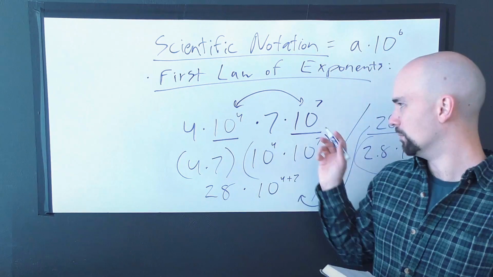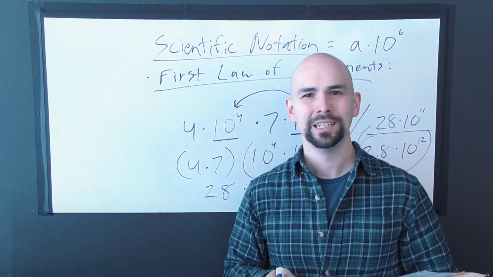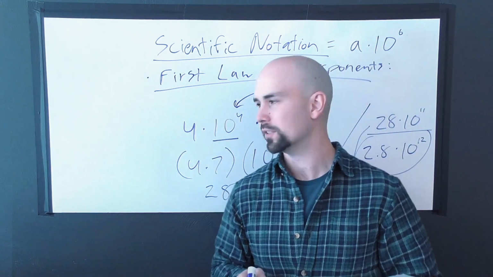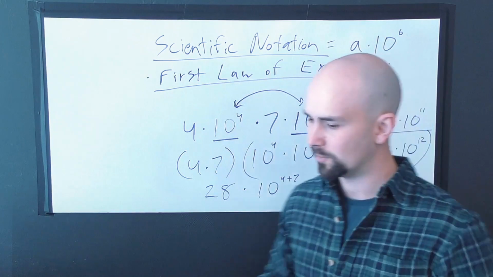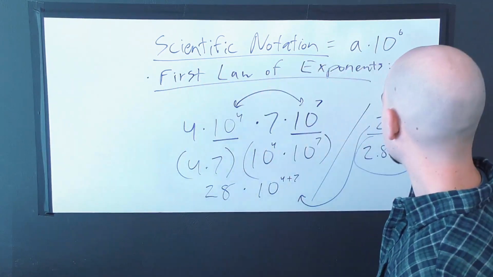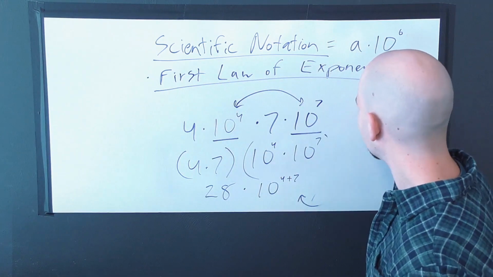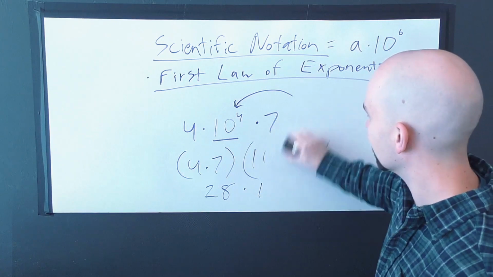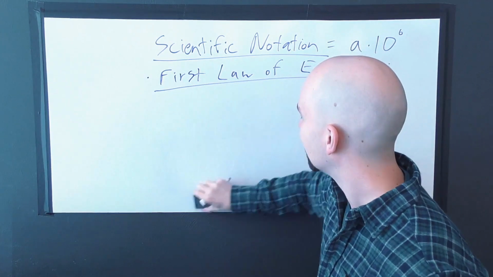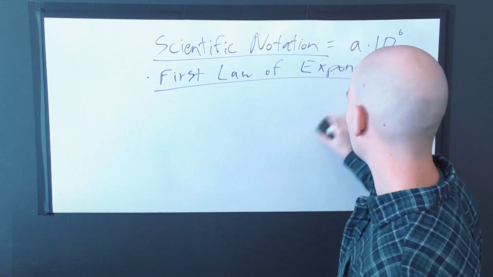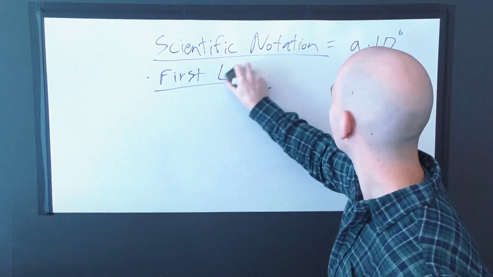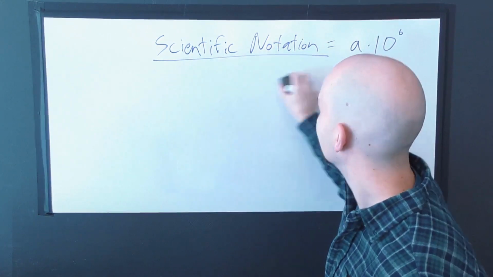All right, so that's how you multiply numbers that are in scientific notation using the first law of exponents, which says that if you have numbers with the same base, then you can just add the exponents, add the powers, when you multiply those numbers.